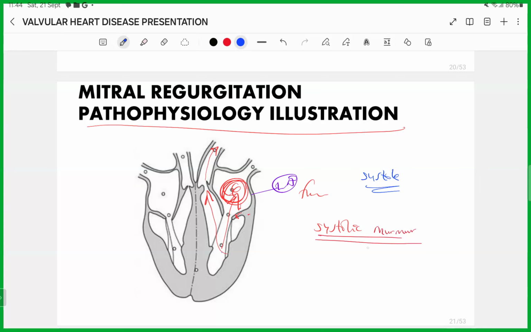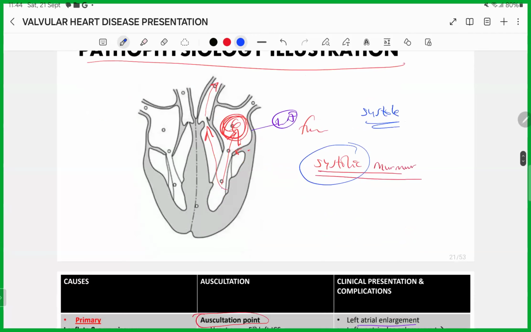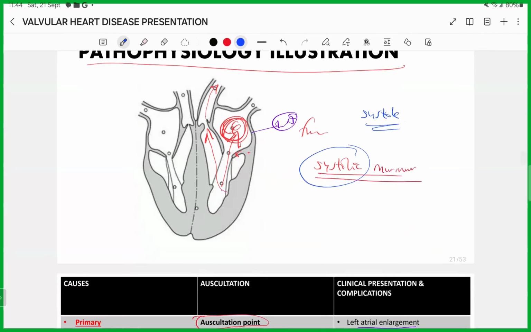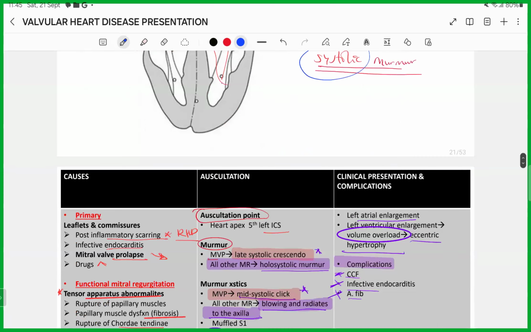And so the murmur you're going to have here is a systolic murmur. Because the blood is coming back again into the left ventricle, you'll have volume overload of the left ventricle, and you'll also have hypertrophy because of that. So that one is pretty straightforward. But then the causes of mitral regurgitation are important.